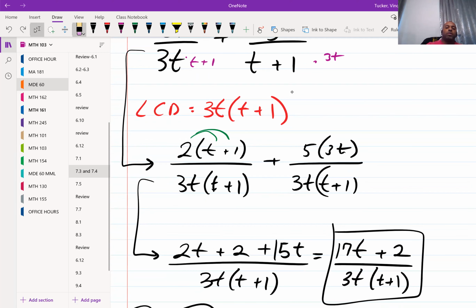All right, distribute that 2, and then 5 times 3t. That'll be 2t plus 2 plus 15t. 2t and 15t will give you 17t plus 2. And that'll be your answer, all over 3t times t plus 1.